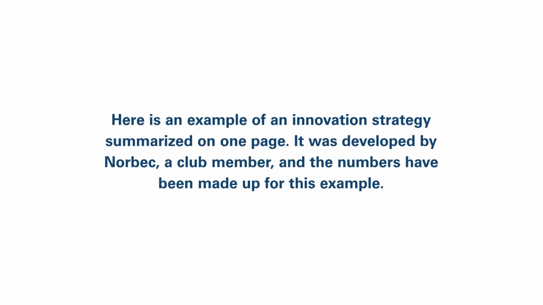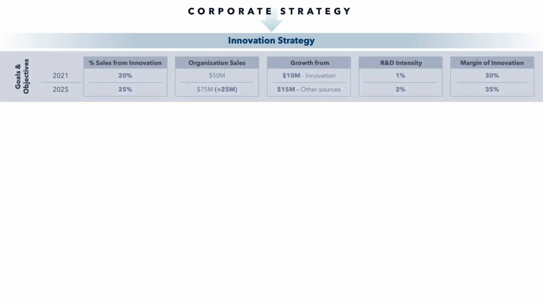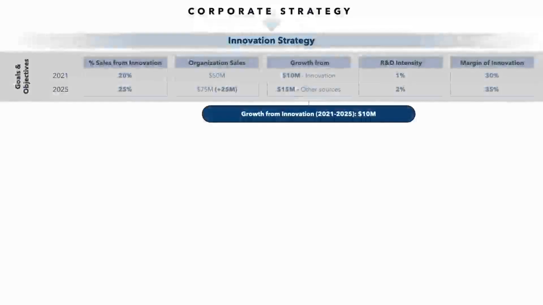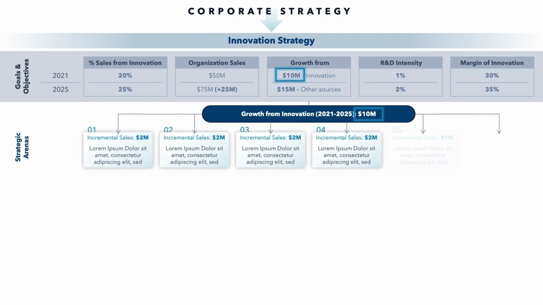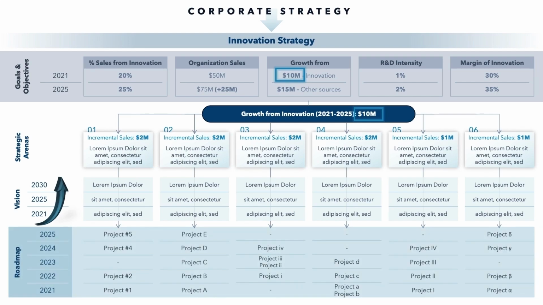Here's an example of an innovation strategy summarized on one page. It was developed by Norbeck, a club member, and the numbers have been made up for this example. Various goals and objectives are quantified, which will be explained in detail in the Goals and Objectives module. It's expected that innovations from 2021 through 2025 will generate $10 million in incremental sales. 6 strategic arenas are briefly described with their contribution to the incremental sales objective. The vision is summarized for each strategic arena, and the roadmap is briefly presented with the main projects to be pursued in coming years. I hope you appreciated the video.